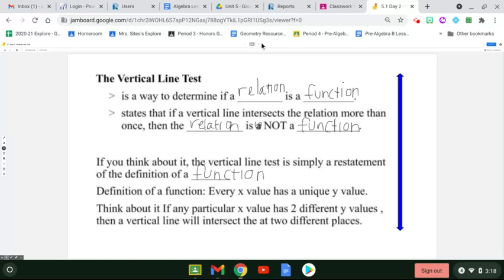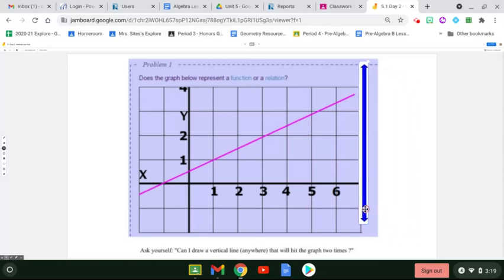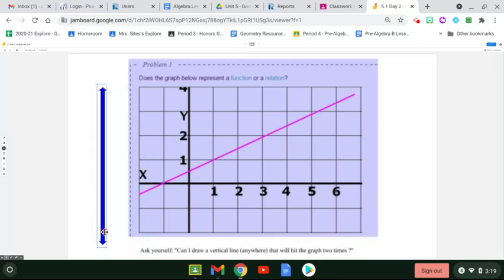So basically, here's how this test works. We want to take a look at this pinkish purple line that we have on this graph. I realize that you guys don't have a vertical line in front of you right now. So typically, what I have you do is take a pencil, or a pen or something like that, and hold it up like this, up and down in front of your problem.